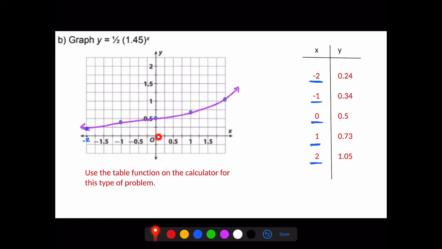Then lastly, when x is 2, y is 1.05. And I mark that last point, and all of a sudden I have this nice graph here. Now I know that this kind of looks like a linear graph. However, it is exponential, and it will exponentially increase as these numbers get larger and larger. Once I get to like 10, 12, 15, you're going to see this increase very, very quickly.